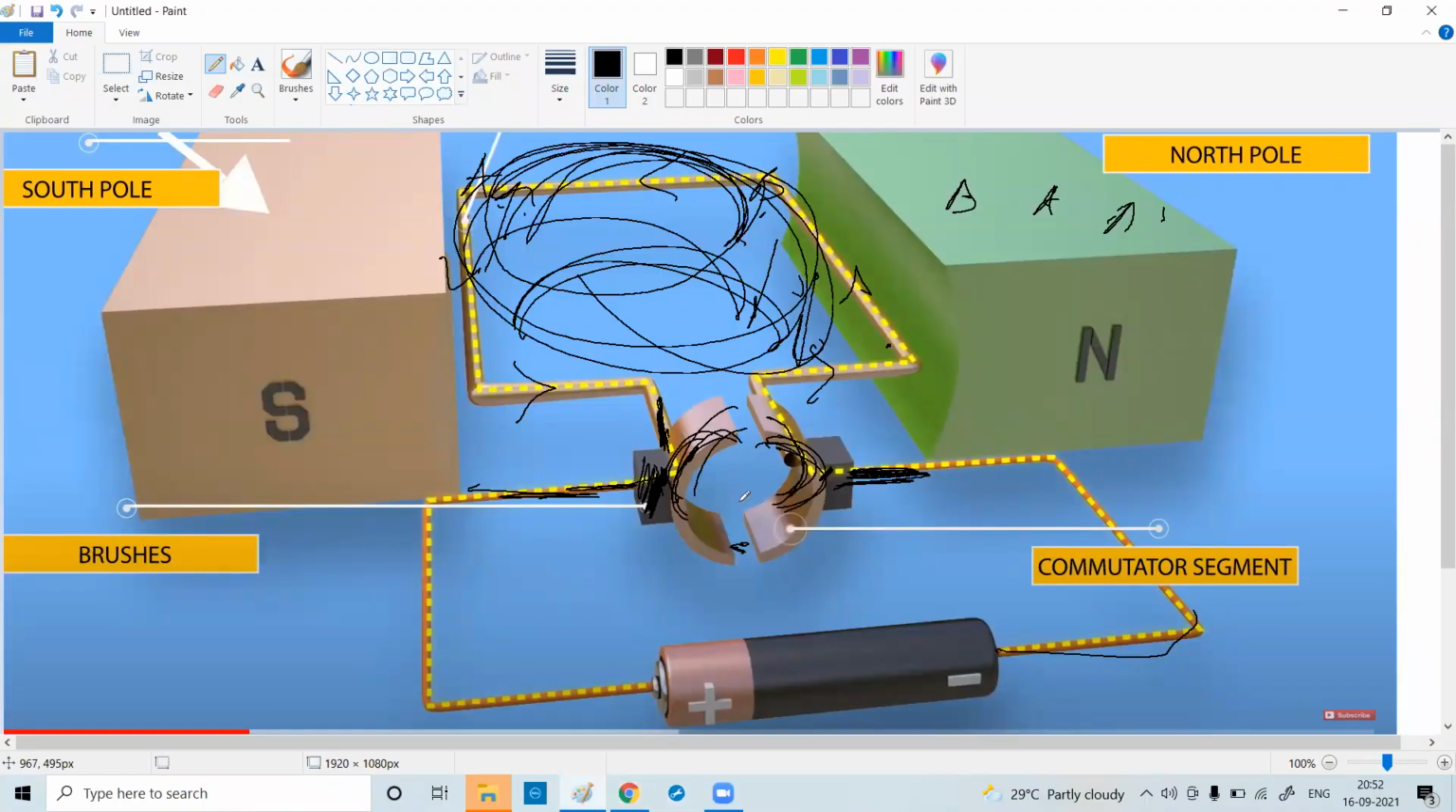When this conductor armature is in vertical position, it goes up and there will be no contact between the carbon brushes. That's why the current will get cut off.